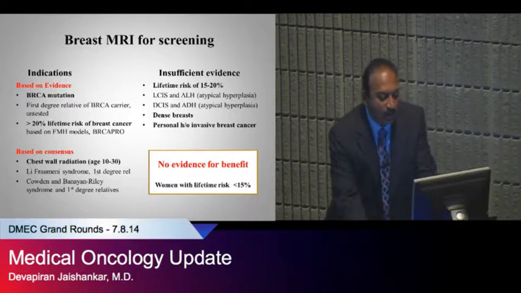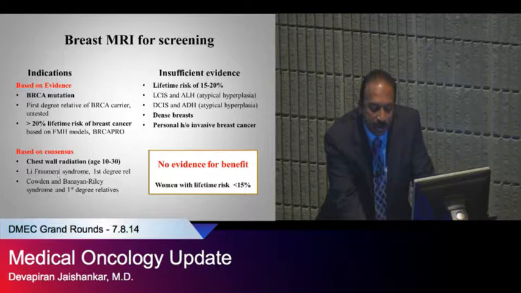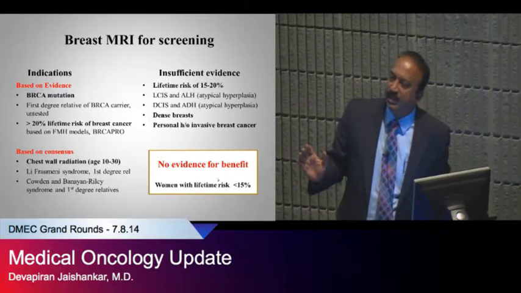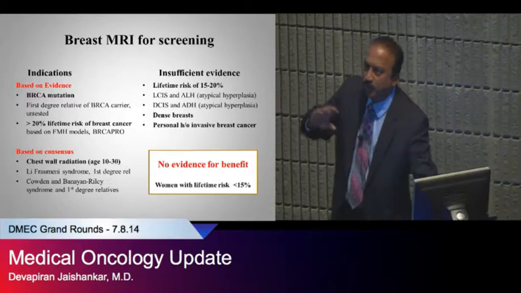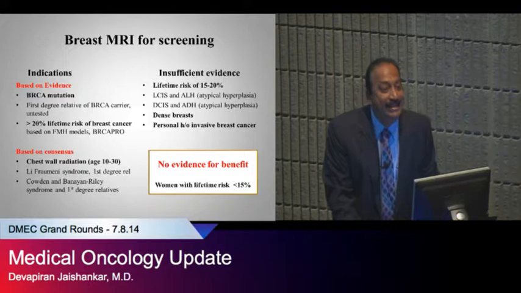By consensus, we also believe that patients who've had chest wall irradiation, and classically those are Hodgkin survivors, and that's why I threw in that sister who's a Hodgkin survivor. And then some rare syndromes like Li-Fraumeni syndrome and Cowden syndrome, yes, they will qualify for a breast MRI. This is important to remember. Women with a standard risk for breast cancer, less than 15%, remember we talked about the lifetime risk as 12.5 to 14.5, those patients, there's no role for a breast MRI as screening.